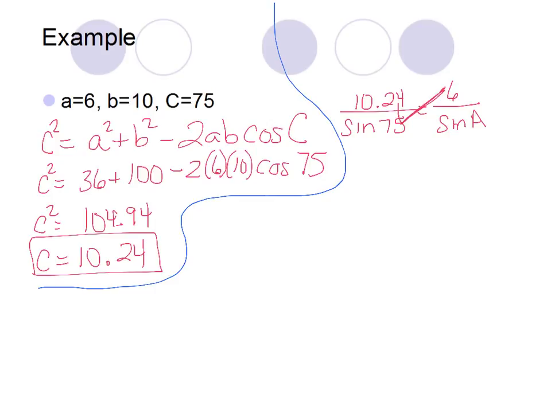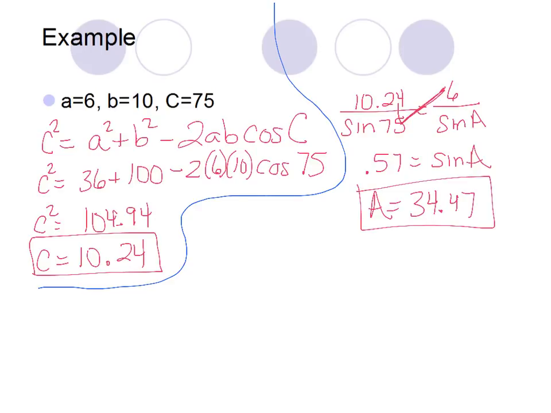In my calculator, 6 times sine 75. Close the parenthesis, divided by the 10.24. What I'm looking at, though, is actually the sine of A. I'm going to do second sine, second answer. And angle A is 34.47.